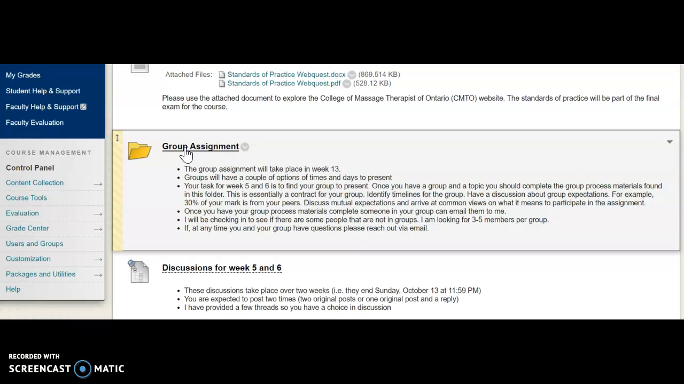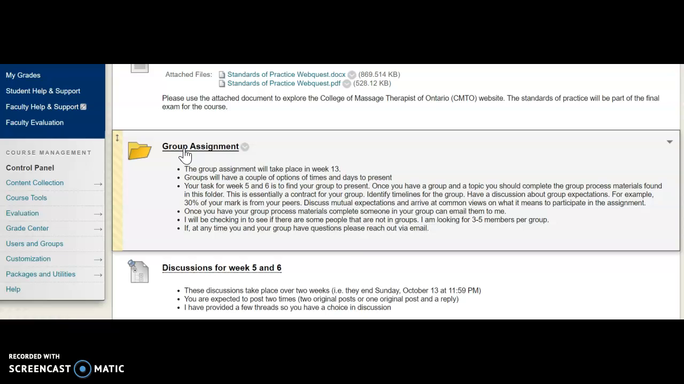And the third and final bit is to actually start to think about getting together with a group of similar-minded folk around the group assignment. So the materials for the group assignment, as well as the directions, can be found in this folder. You have a number of different options, or there will be a number of different options of times and days to present. And I'll explain that further later on. But we're going to present online to each other using really easy software that anyone can use.